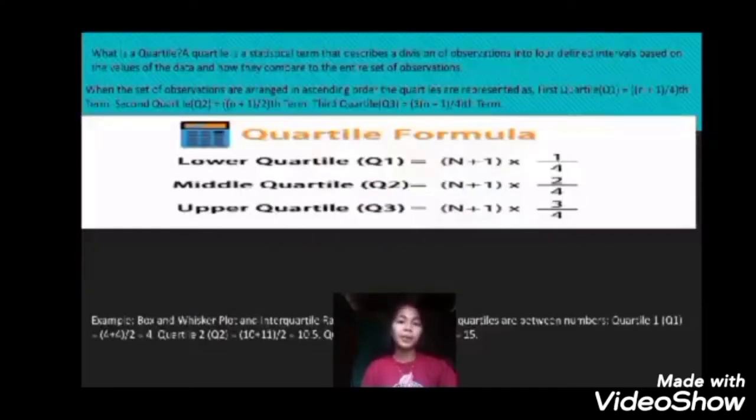What is a quartile? A quartile is a statistical term that describes a division of observations into 4 defined intervals based on the values of the data and how they compare to the entire set of observations. Here is the quartile formula. Lower quartile or Q1 is equal to (n plus 1) times 1/4. Middle quartile or quartile 2 is (n plus 1) times 2/4. And the upper quartile or quartile 3 is (n plus 1) times 3/4.